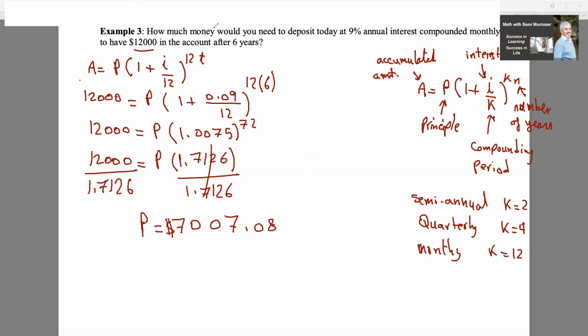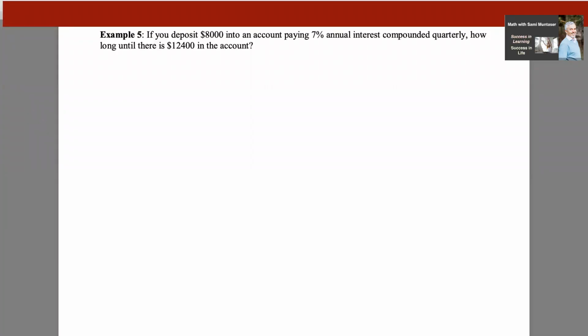We'll move on to the next question. So here's another question. If you deposit 8,000 into an account paying 7% annual interest compounded quarterly, how long until there is 12,400 in the account? He deposits 8,000. Principal is $8,000. The interest rate is 7%. Compounded quarterly, so K is 4. How long until it is 12,400? That's the accumulated amount. So A is 12,400.